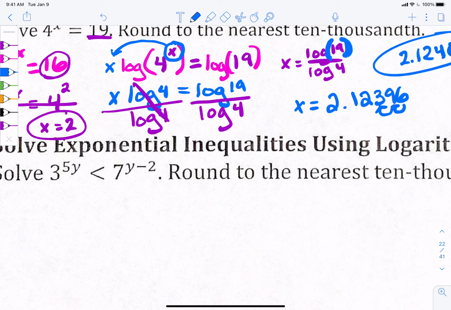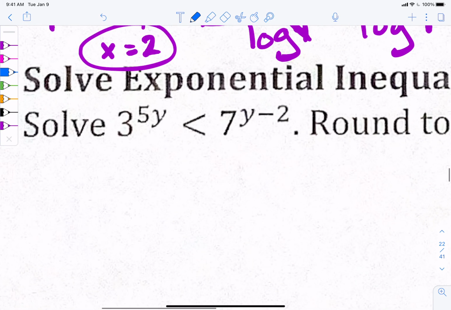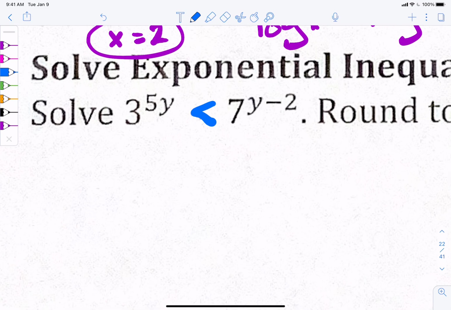Okay, are we happy with that? Okay, this one. Here's my less than symbol. We're going to treat it like it's an equal sign. What are my 2 base numbers? 3 and 7. Can you get those to be the same base? No, 3 squared is not 7. That's not going to work. So what do we do to both sides?